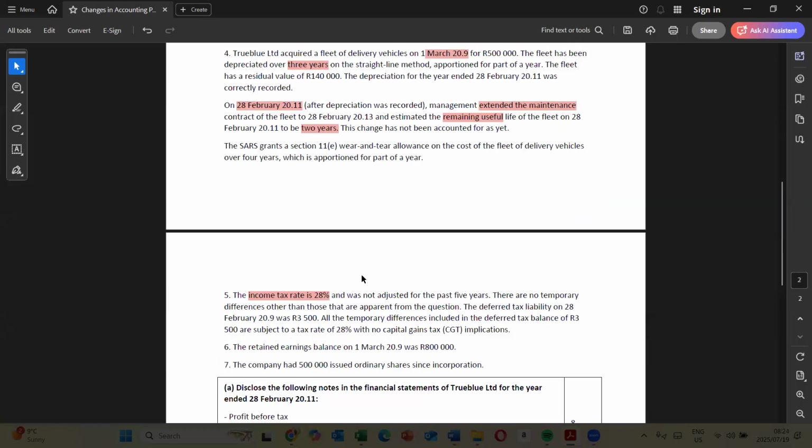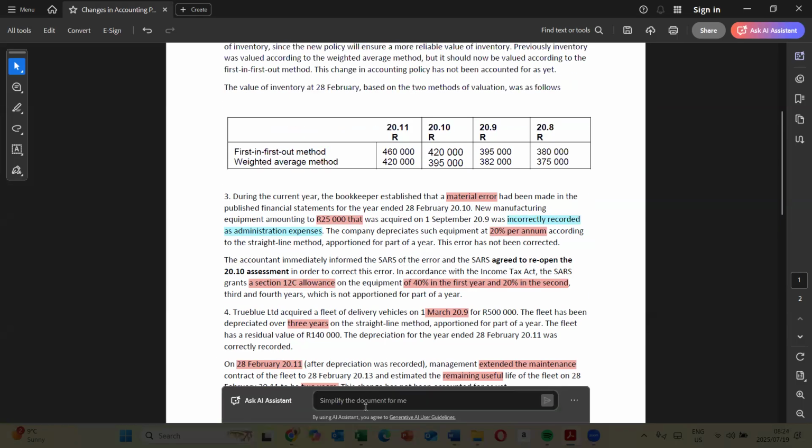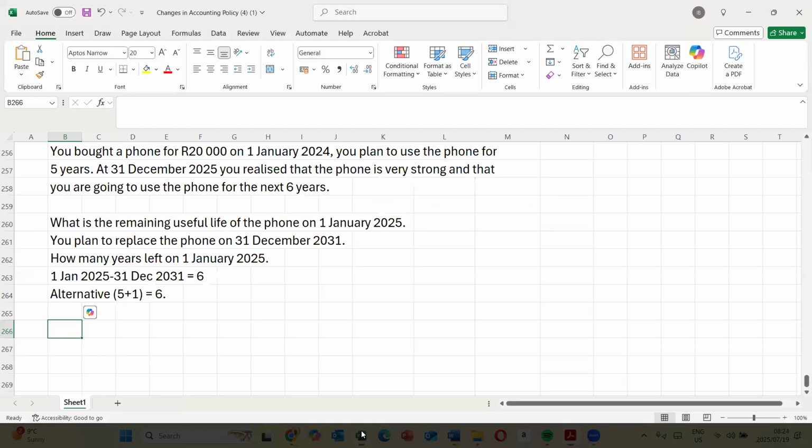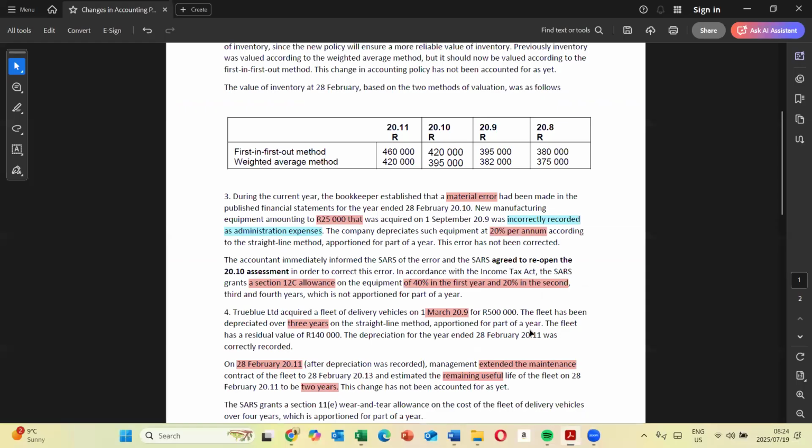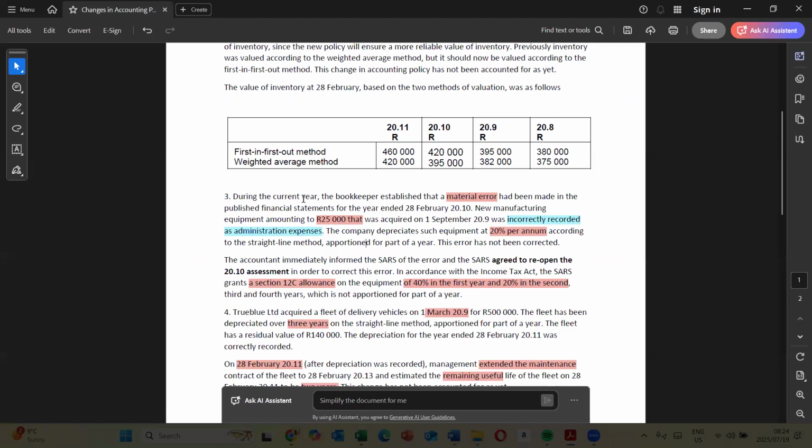We're presenting the information in 2011. All right, so basically now, in terms of this, we have prior period error. You write down prior period error. Then you give the description of the nature of the error. Let's quickly look at it. During the current year, you write that down, summarize.